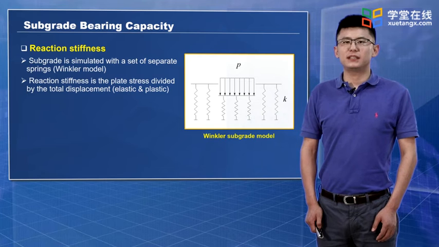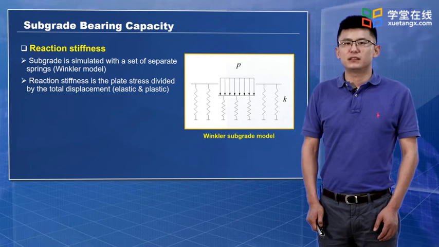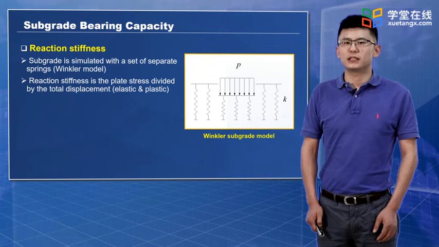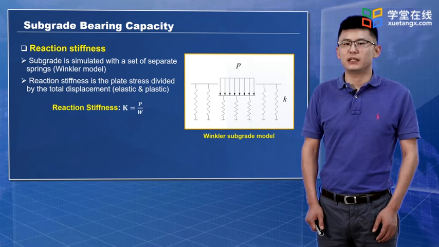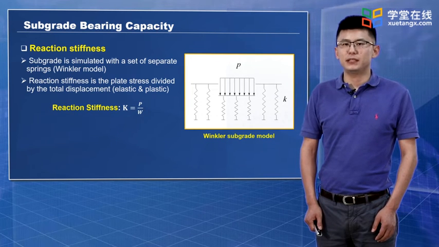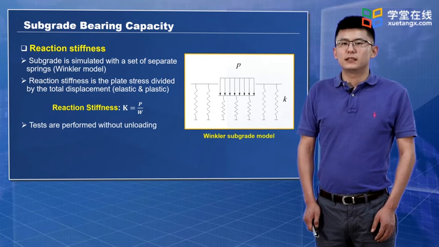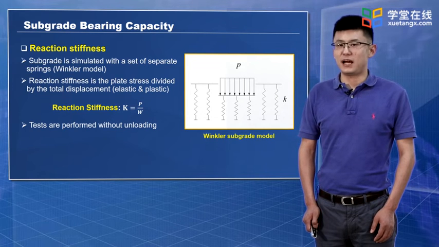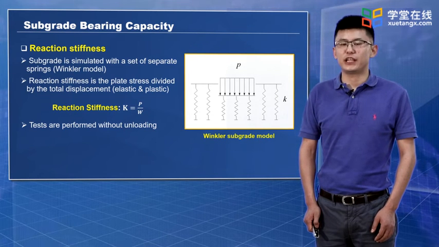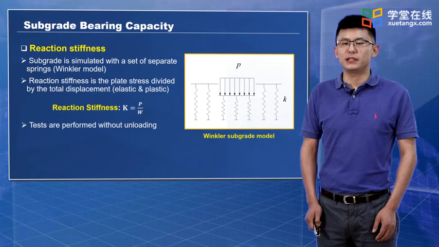And the reaction stiffness is the plate stress divided by the total displacement. And be mindful here, the total displacement means both elastic and plastic. And then the reaction stiffness, if we denote it with K, equals P divided by W. And for this test, we can see that it is performed without unloading. We just load it, and we check the deformation, we check the load. There's no unloading, so this is different from the resilient modulus.